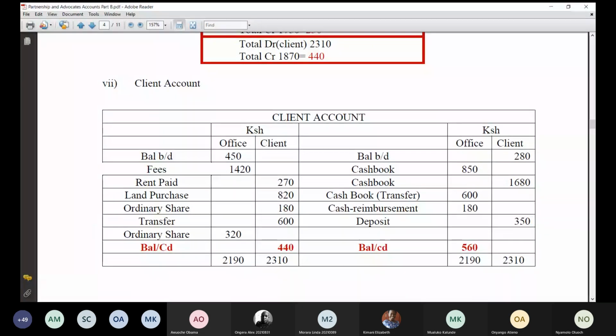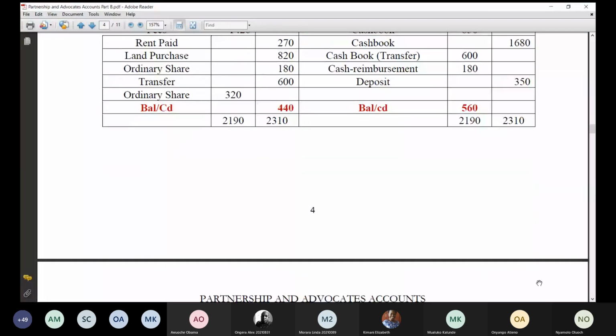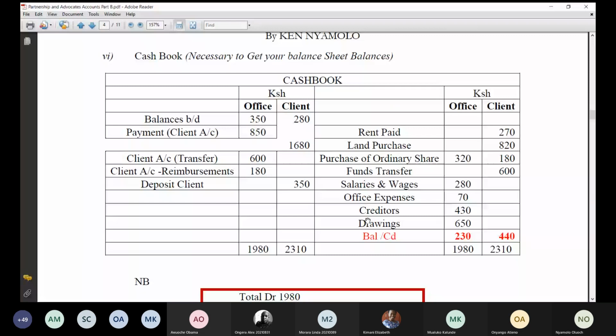The office column of the current account shows your disbursements. Your disbursements are basically what you paid for the clients. You should be able to see these disbursements in the balance sheet. So your client account would show what you owe your clients and what your clients owe you as a credit and debit.